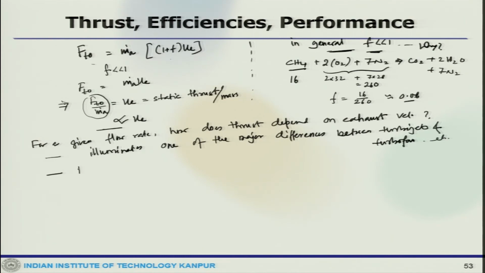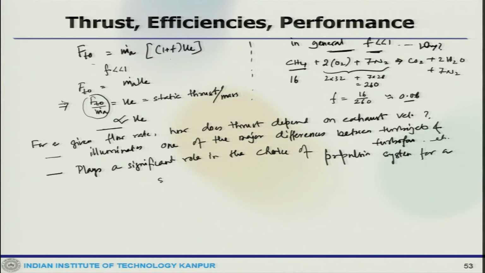That means this plays a significant role in the choice of propulsion system for a specific application. Let us see how that happens.